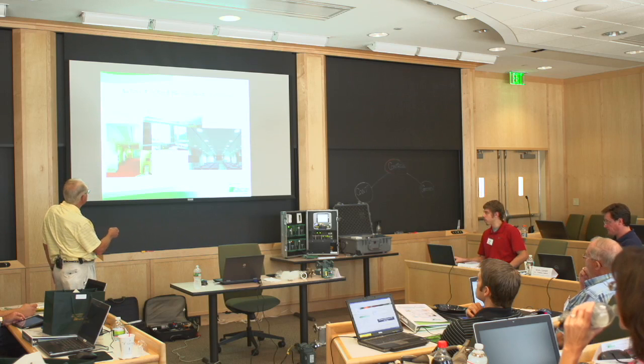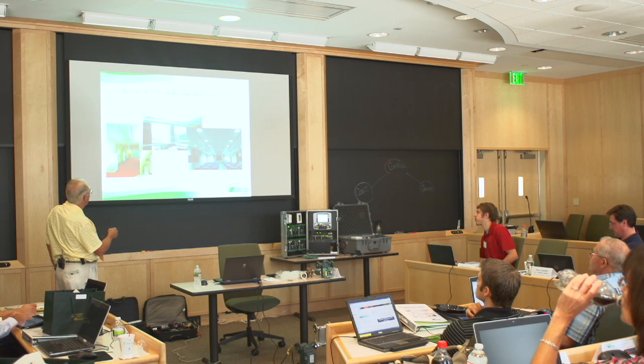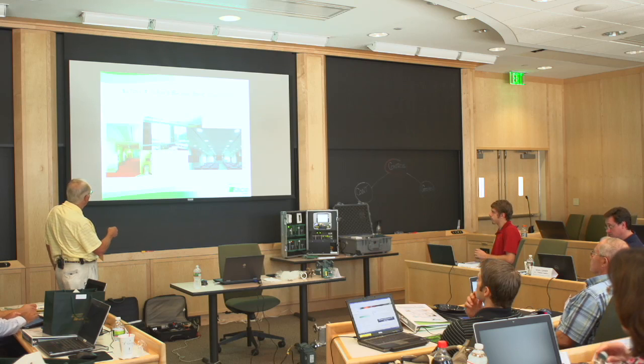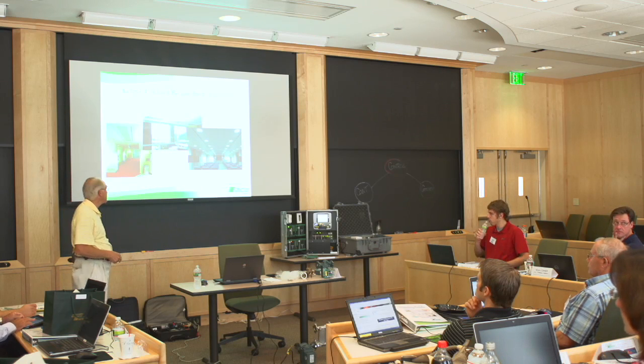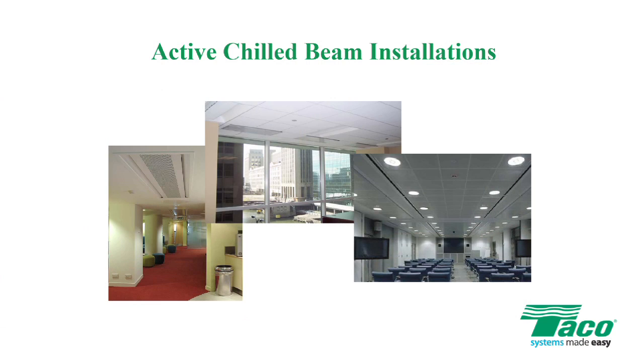Here's some beams that are up against an outside window. Now those are active, so they're actually blowing air at the window. Here we've got passive chill beams over the windows. Here's some where they're just in a row, and there's some just down the center of the room.